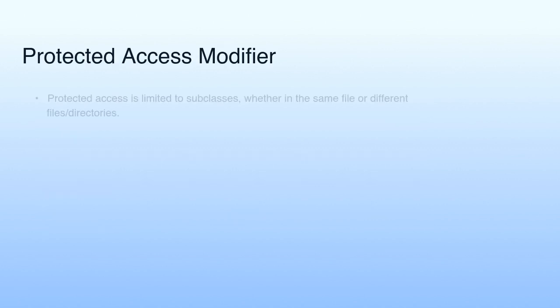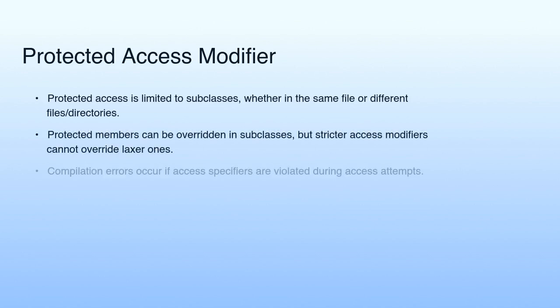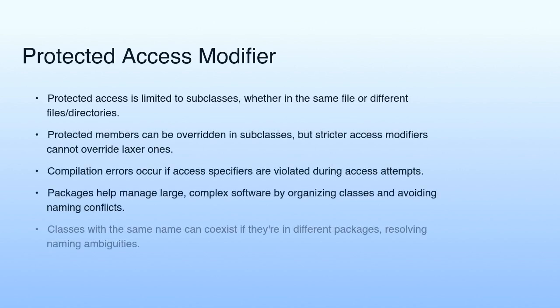The protected access modifier allows access to subclasses, whether in the same file or different files and directories. Protected members can be overridden in subclasses, but stricter access modifiers cannot override laxer ones.